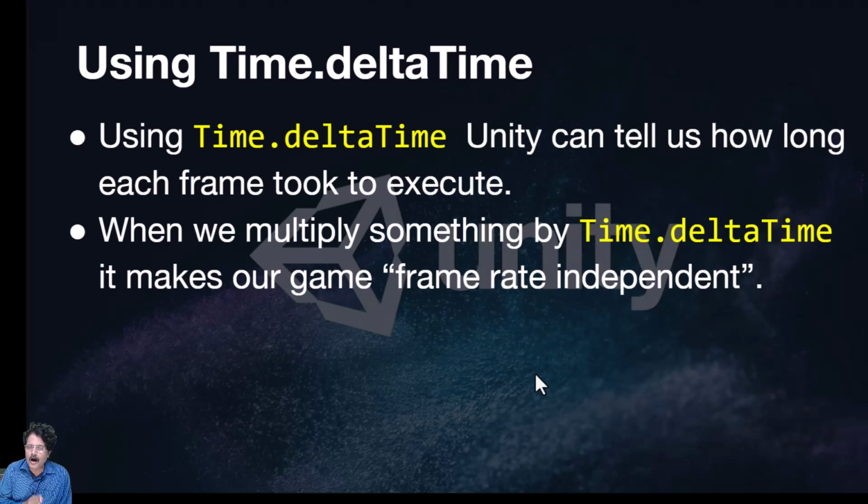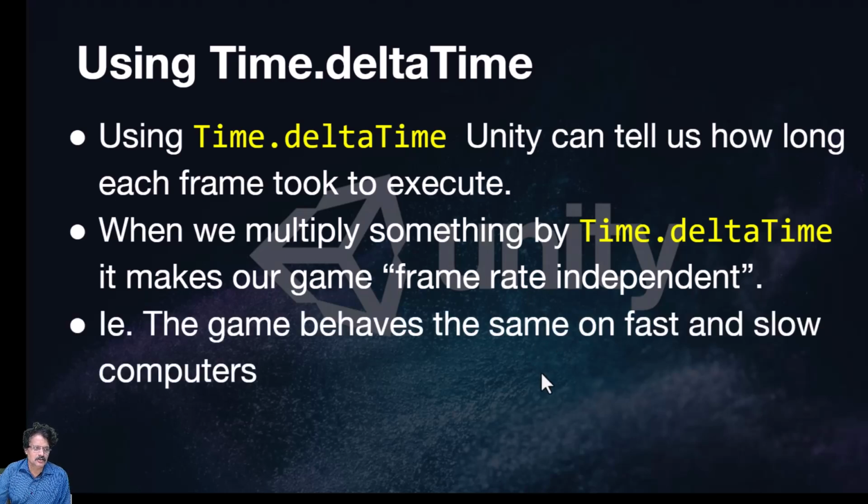To avoid this difference of running 50 times on a slow computer and 300 times on a fast computer, and to run both at the same speed, we have to multiply all the values that we use in Update by Time.deltaTime. So, what is Time.deltaTime? Time.deltaTime is the time taken on your computer to render one frame. By this, the game will behave the same on both fast and slow computers.